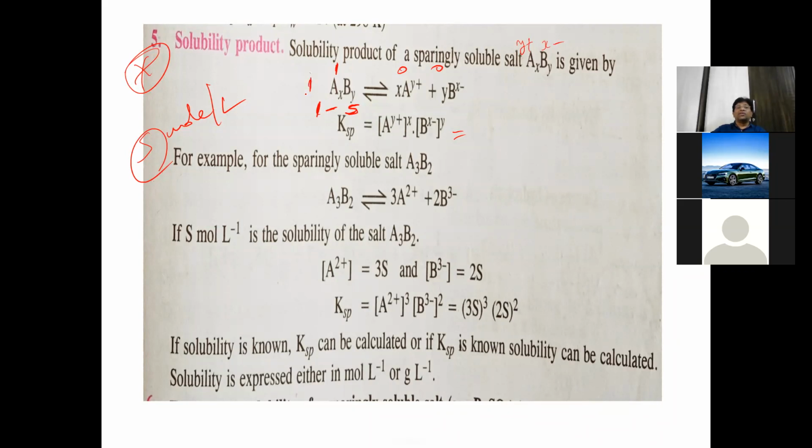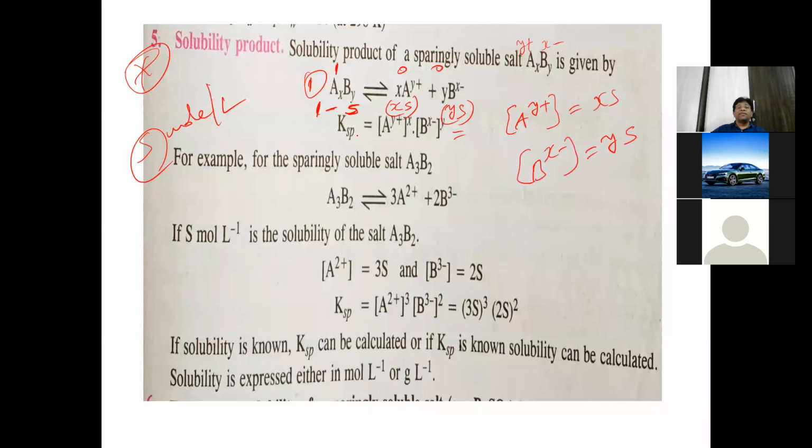Here, if 1 mole dissociates completely, from the equation we get x moles. If S moles dissociate, we get S into x. So xS is the number of moles produced here. The cation concentration is what now? x into S. And the anion concentration is y into S. So what is the concentration of cation? xS. What is the concentration of anion here? yS.